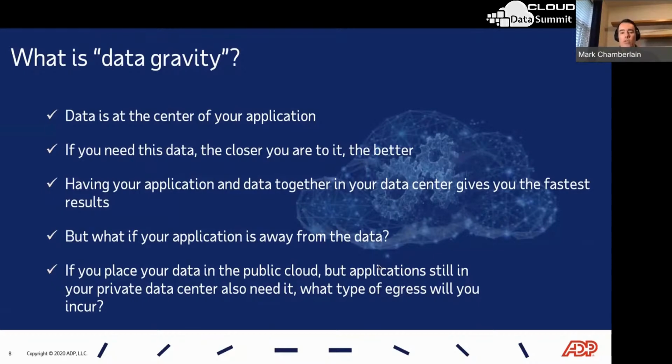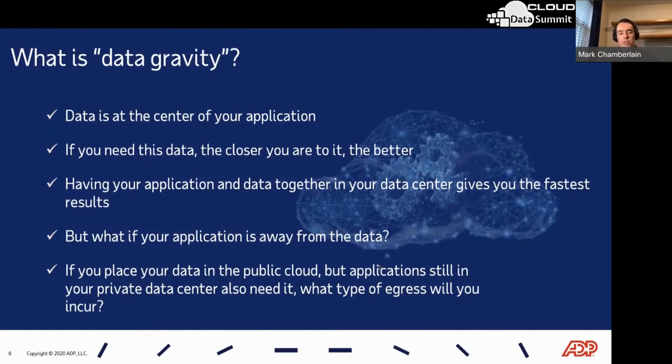Well, all of that round trip communication, asking for data, getting that data back, the farther your data is from your application, the farther that data is from the public cloud, the longer that latency is going to be, the less performant your application is going to be, the more impact it's going to have to your end user.